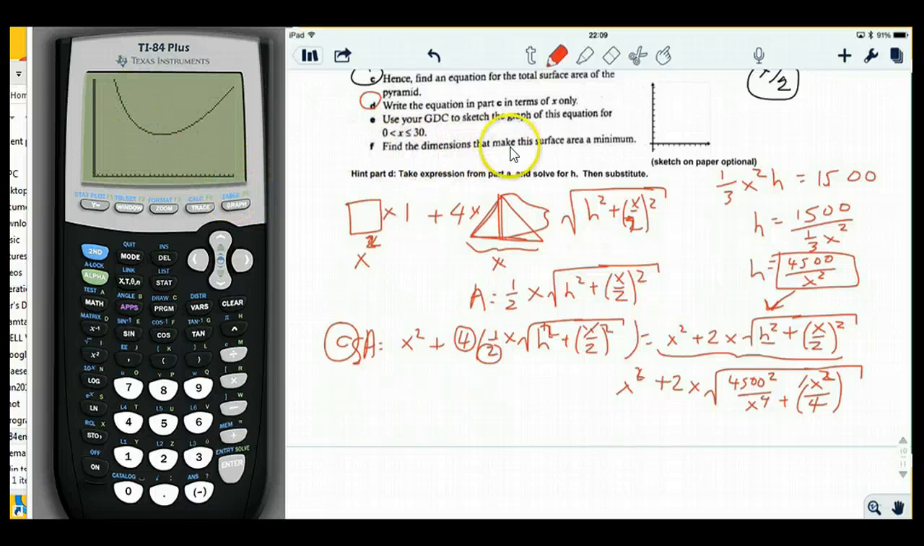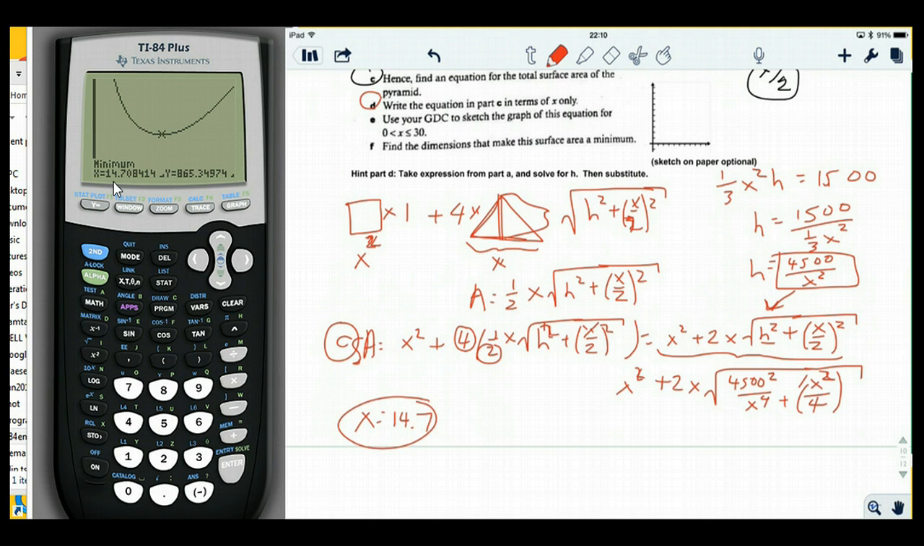Now, it asked me to find the dimensions that make the surface area minimum. Well, it looks like the minimum would be around here, right? So let's see what the value of x is to make this minimum. How do we do that? Second calc minimum, of course. Okay, and so we go a little bit to the left. It would be about there. Go a little bit to the right. Still going down. Look at the y. It's still going down. Now it's starting to rise. So there. Okay, so it tells me that the minimum point is x equals 14.7.